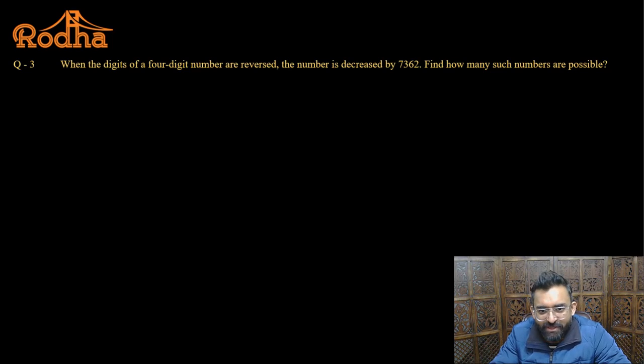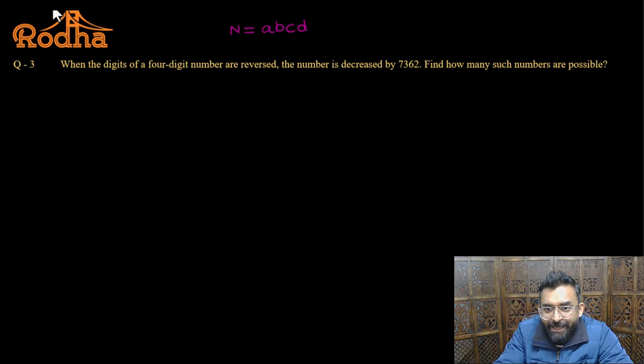When the digits of a 4-digit number are reversed, the number is decreased by 7362. Find how many such numbers are possible. So we have entered a territory where we have to use 4 digits. The number is decreased. That means N is abcd, and the number obtained after reversing the digits is dcba. As per the question, N minus N_R, the number obtained after reversing the digits, is 7362. That is given in the question.